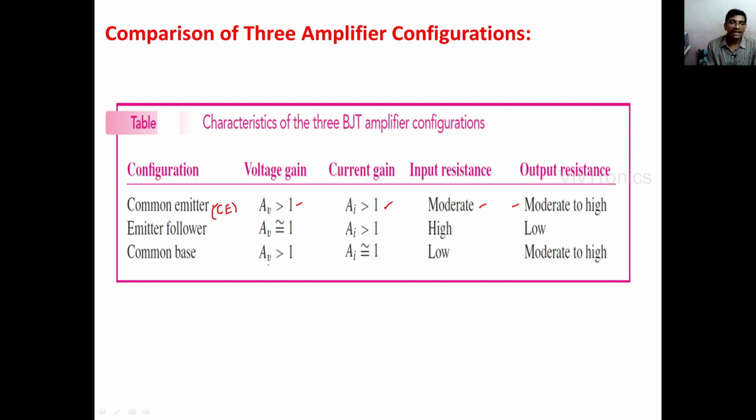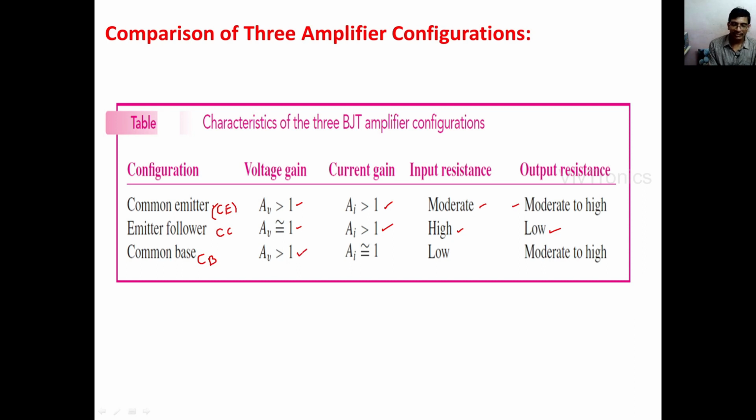If you see the emitter follower or CC amplifier, the voltage gain is approximately equal to 1 or less than 1 because it is just following the input voltage. It does not provide any voltage gain, but it provides current gain, AI greater than 1. Input resistance is high and output resistance is low. As the input resistance is high and output resistance is low, we use the emitter follower for impedance matching purposes.